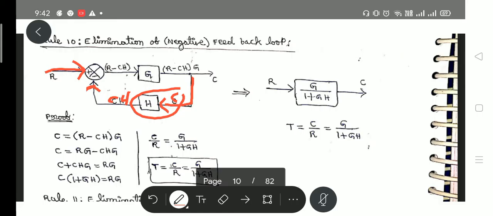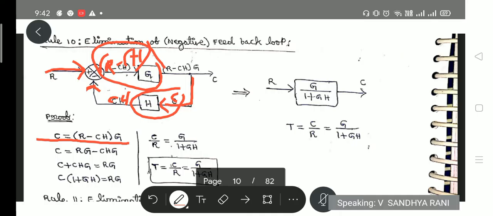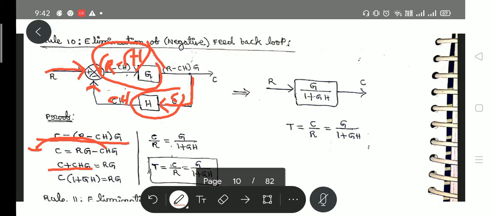So R minus CH. Here the input of G is R minus CH. These two are again in cascade, so the output of the function is (R minus CH) into G. C is equal to (R minus CH) into G. Multiplying these, C is equal to RG minus CHG. From this, CHG I am taking to this side: C plus CHG is equal to RG. Taking C common, C into (1 plus GH).